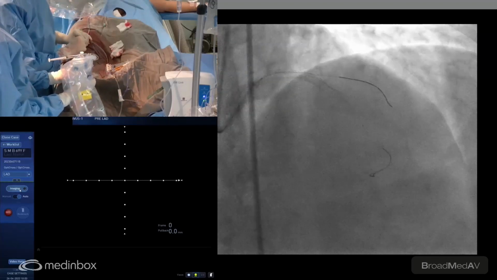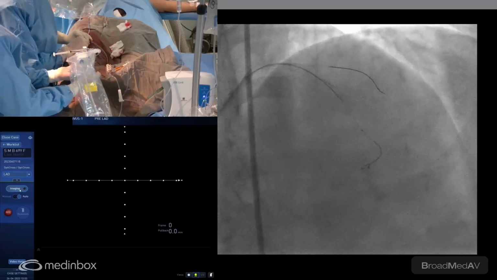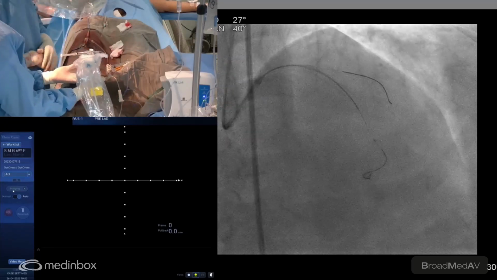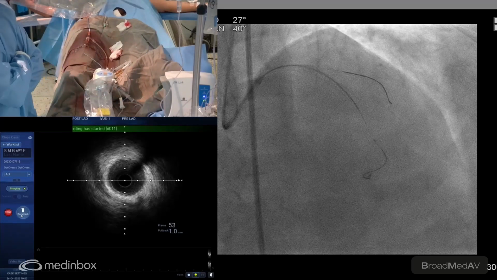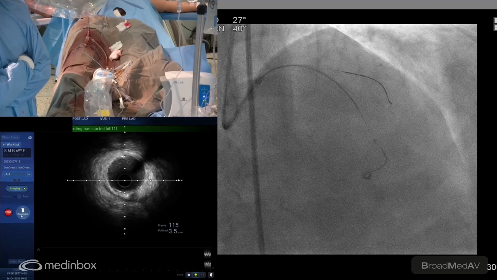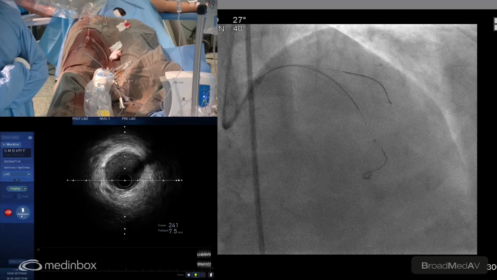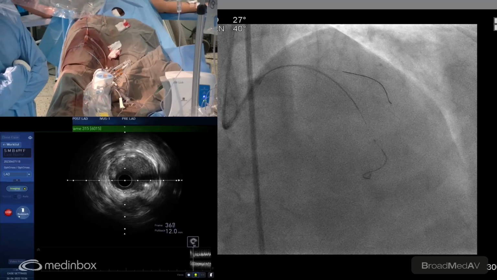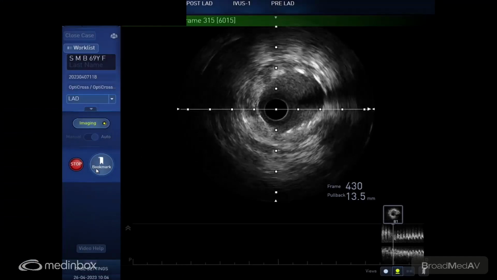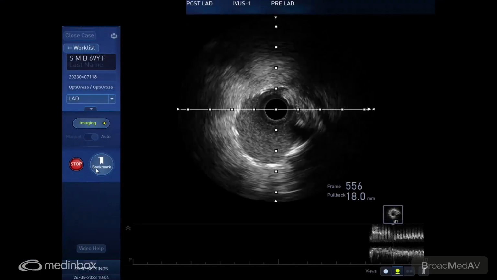So this is the IVUS, which is again crossing the stent smoothly. Take some pictures. We are at the distal segment of the IVUS and the pullback has been started. Coming to the distal segment, this is the stent portion where we can notice that not much dissection was noted. The expansion is reasonably good.